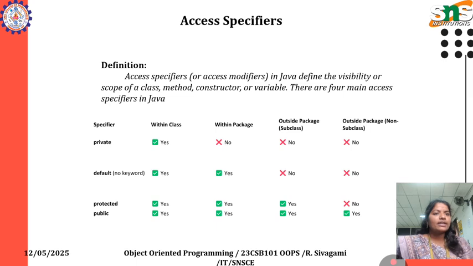Access specifier in Java defines the visibility or scope of a class. It is the scope of a class. There are four types of access specifiers. The first one is private, then default, protected and public.